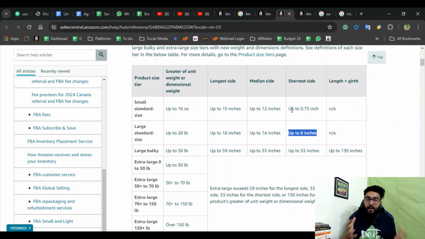But there are some low ticket products, or small size products, where these things can be applicable, and we can easily apply them.